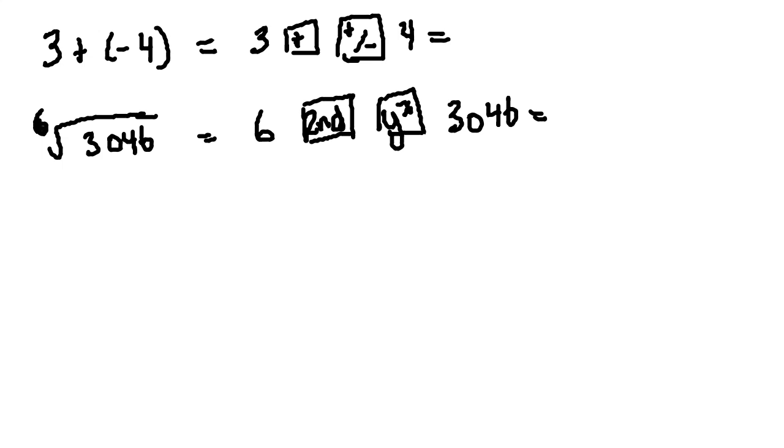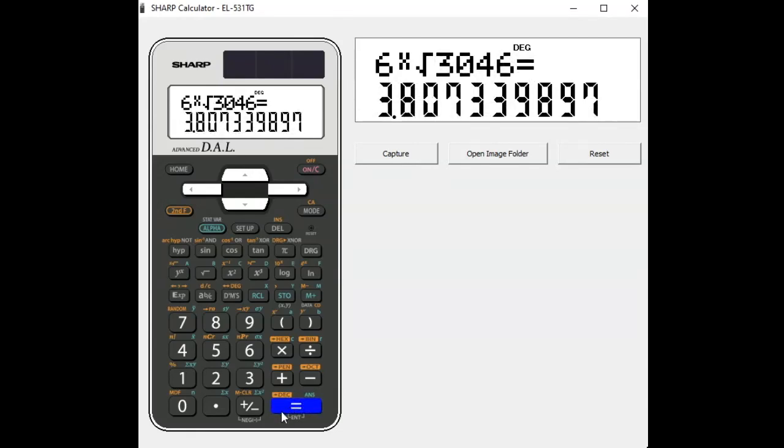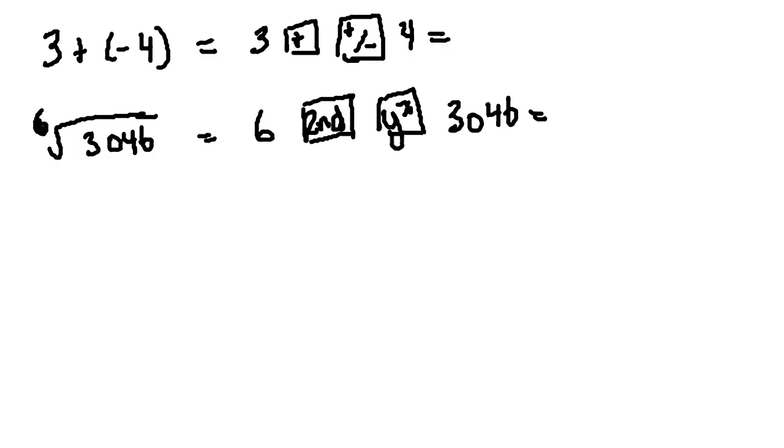Okay, let's go back to the calculator. So to do this one, we're going to hit the 6, second function, root, and then 3046 equals, and that'll give me the answer of 3.807, so 3.81 if you wanted to round to 2 decimal places. So again, the second function gets you anything in orange. Okay, let's go back to the whiteboard.